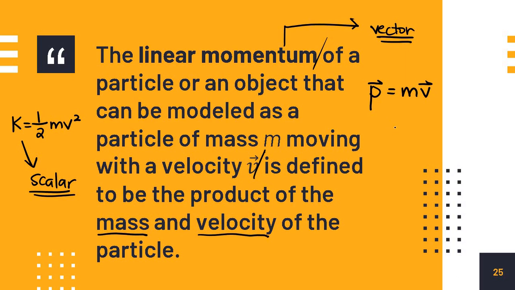So let's say, for instance, we have a particle that moves 5 meters per second to the right. If we're asked what is the direction of the linear momentum of that specific particle, then the direction will copy the direction of the velocity of the object. So if it was mentioned earlier that the particle moves to the right, then the linear momentum of the object is also pointed to the right, as compared to the kinetic energy of that object.